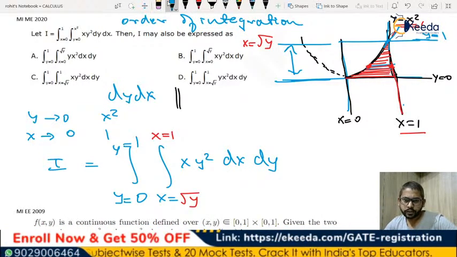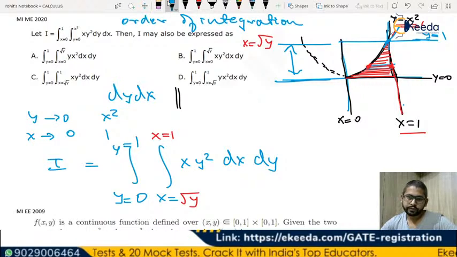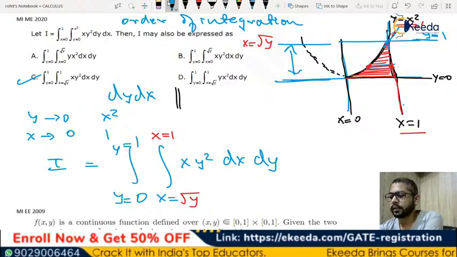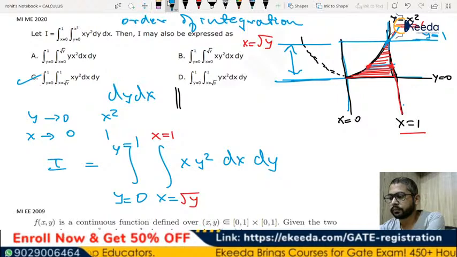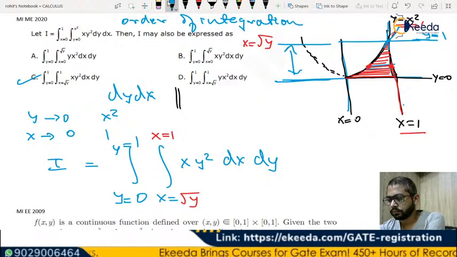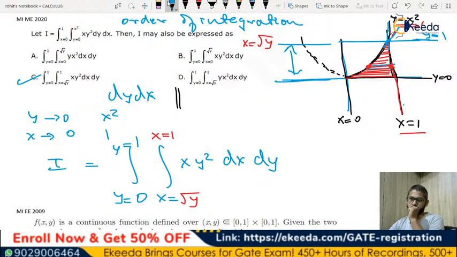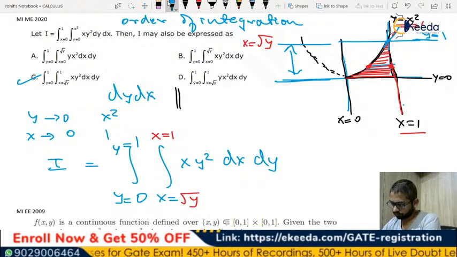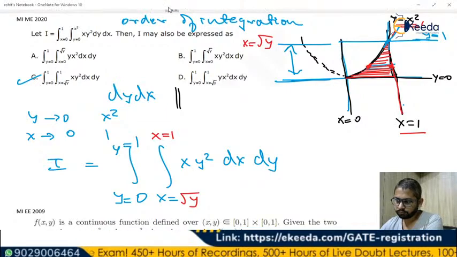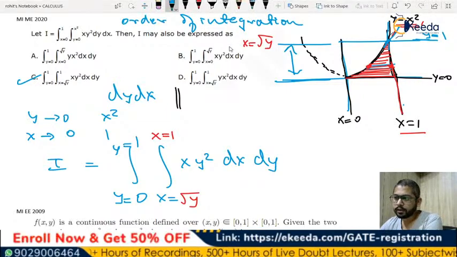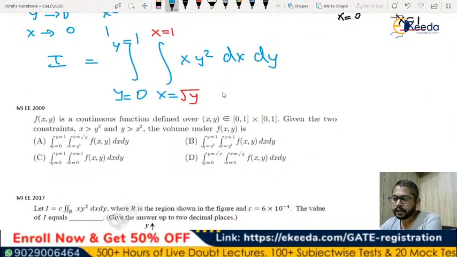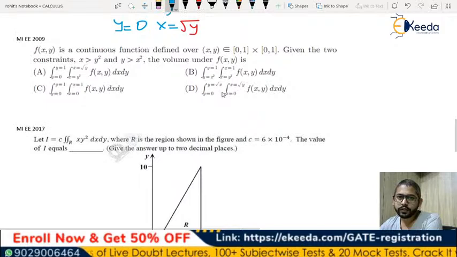So now you can check the option whichever is right. x y square, y 0 to 1 and x under root y to 1. So this is the answer, option C, right? Option C is the answer. Done, everybody? Is it all right? Yes, Lokesh. So let's move to the next question.